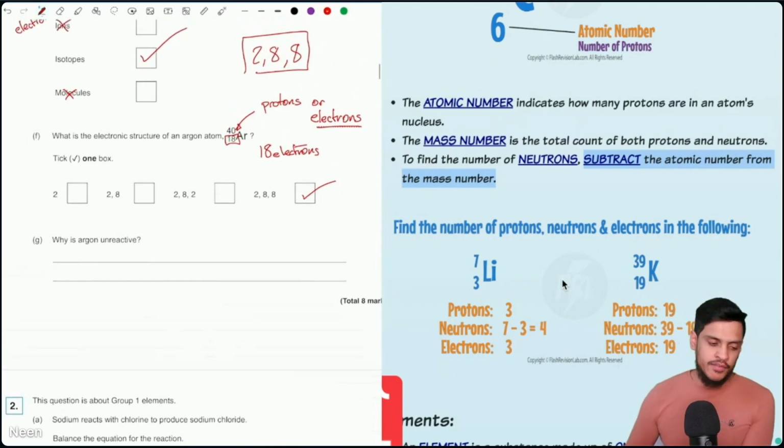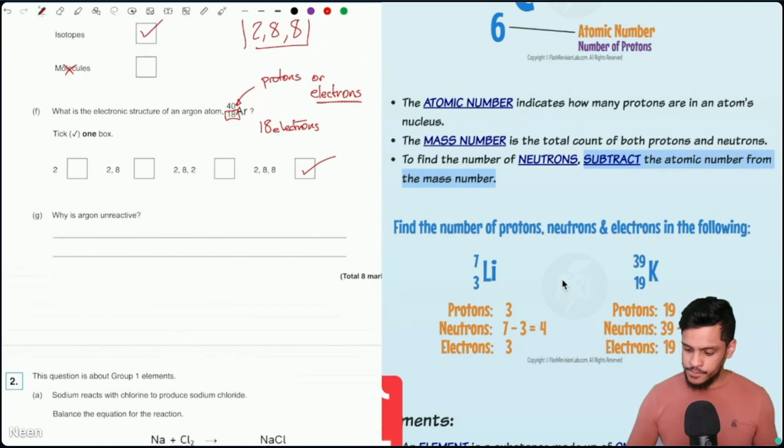Why is argon unreactive? What would you say for that then? Any idea for that one? You need to think about its electron configuration here, 2,8,8. Why is it quite unreactive?